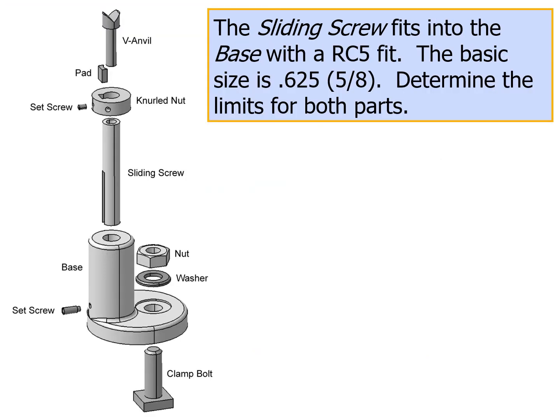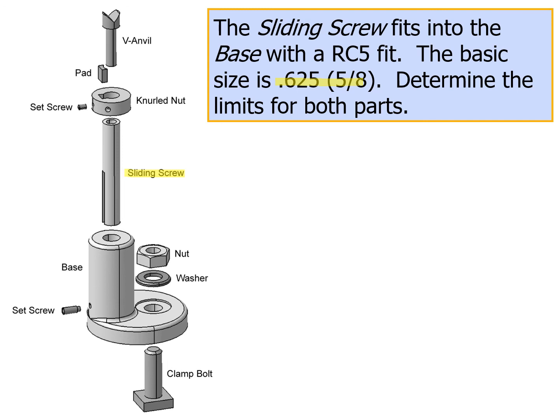All right, if we wanted to mark another part, in this case we're looking at the sliding screw. Where is the sliding screw? It is this one here. This will be the screw, and the base is going to have a hole. This will be like a shaft. This one will be a hole. And I give you the basic size is 5/8, and RC5 is the type of fit.